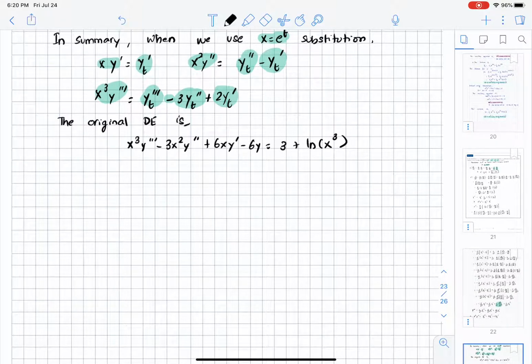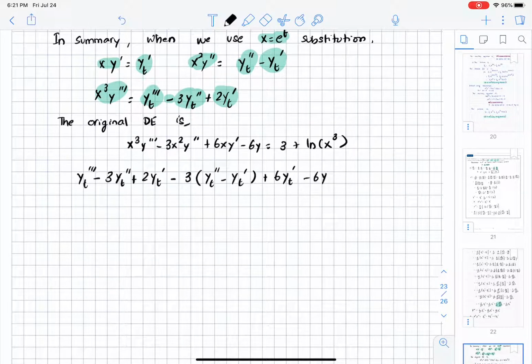Okay, so I'm going to rewrite that equation in terms of yt. So the first part would become yt triple prime minus 3yt double prime plus 2yt prime minus 3 (yt double prime minus yt prime). 6xy prime would be 6yt prime, minus 6yt equals 3 plus ln of x cubed.